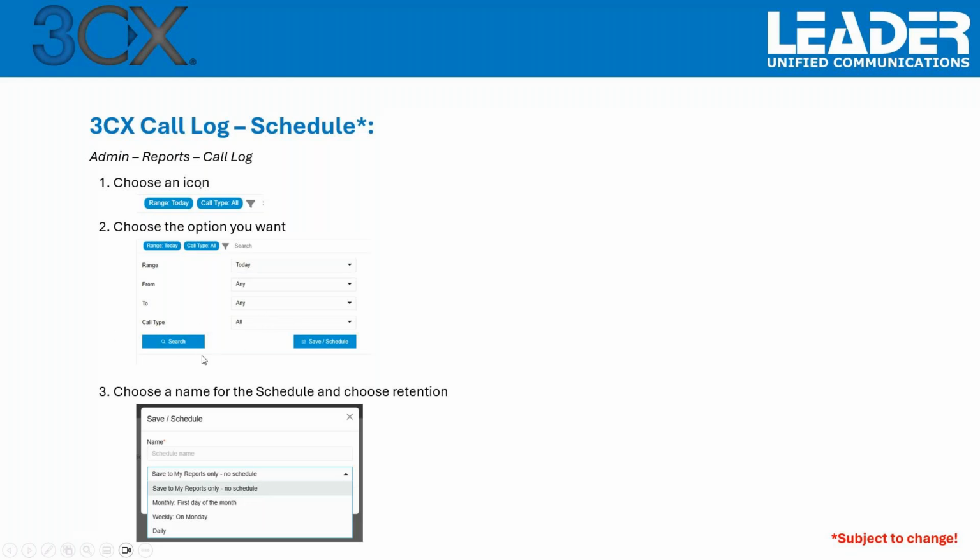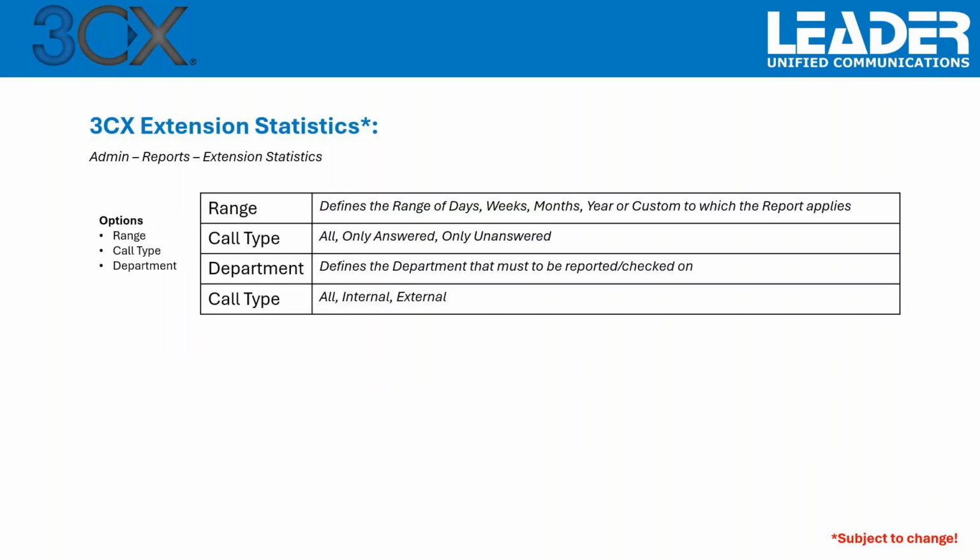Now, on the left side there, you see search. That would just create an overview for the call log, but would not save it anywhere. Or if we go on the right side, we can choose save schedule, then we can name it. Then we can say save to my reports only, no schedule. We can say monthly, first day of the month, weekly, on Monday, daily. So these are the predefined options that we can choose. Again, everything that you see here is meant to change, or most of it. Yeah, I don't know to what extent.